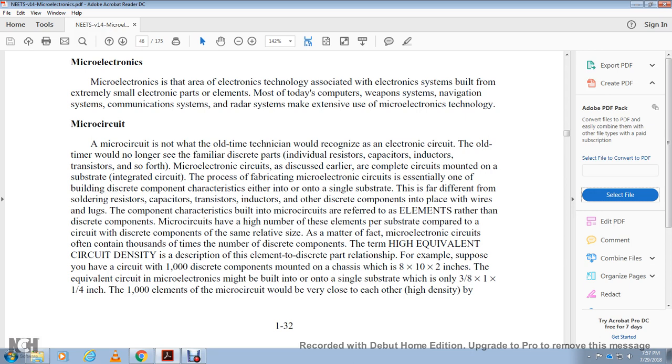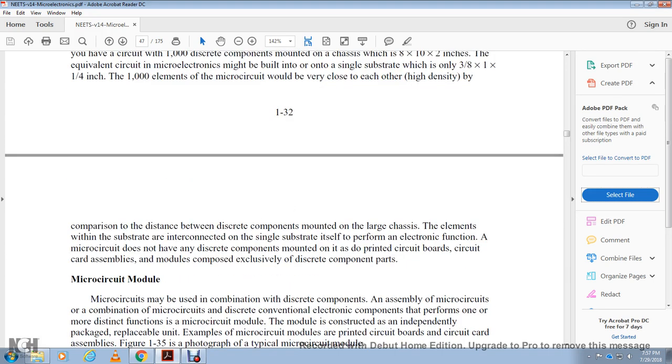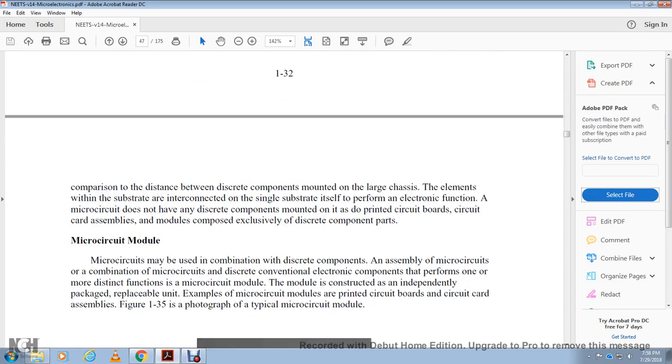For example, suppose a circuit of 1,000 discrete components is mounted within a chassis measuring 8 by 10 by 2 inches. The equivalent microelectronic circuit might be built onto a single substrate measuring 3/8 by 1 and 1/4 inch. The 1,000 elements of the microcircuit would be very small and very close to each other, giving a higher density by comparison. The elements are interconnected within the single substrate itself to perform the electronic function. A microcircuit does not have discrete components mounted on a printed circuit board, as a circuit card assembly or module does.